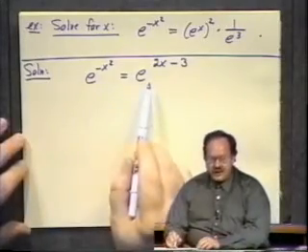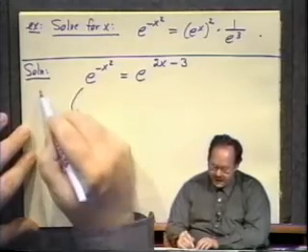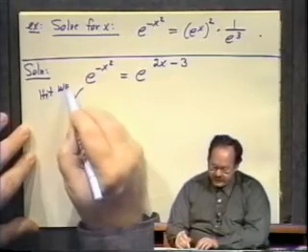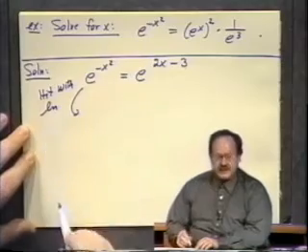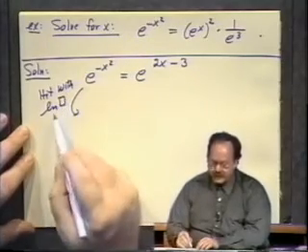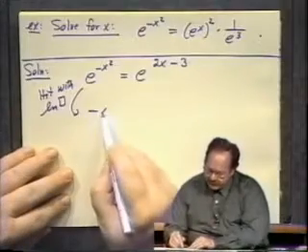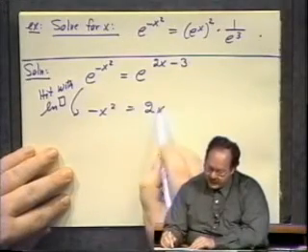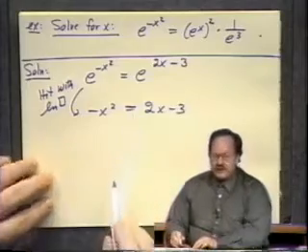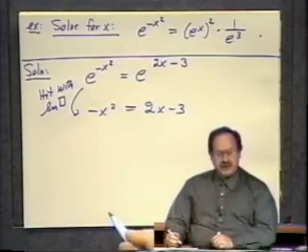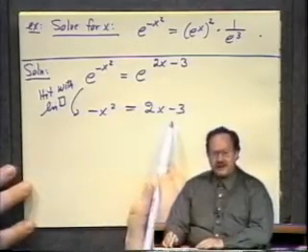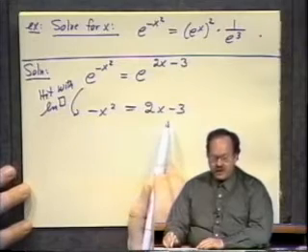Since the base is the same on both sides, I'm going to hit it with a log, and in this case it's the natural log, because the natural log has base e corresponding to the base e here. And I'm left with minus x squared equals 2x minus 3. And really, that's the end of the exponential part of this equation. Now it's just a matter of solving this as a quadratic.